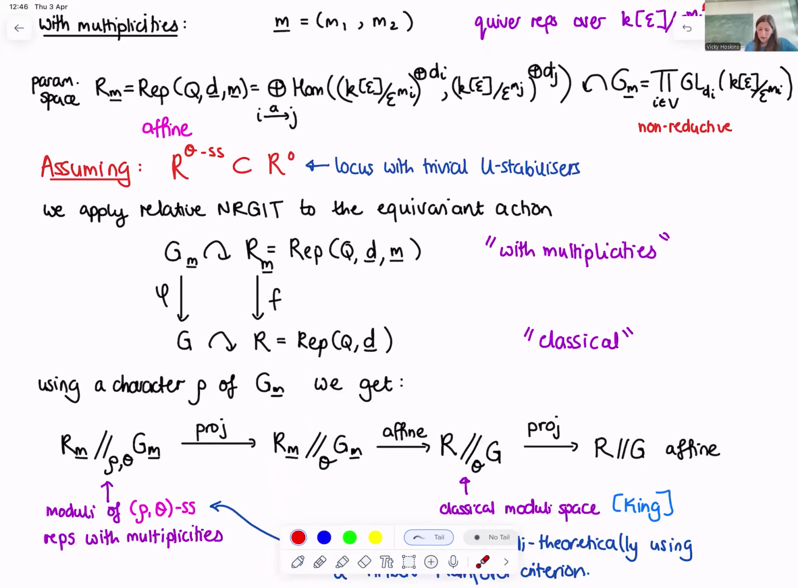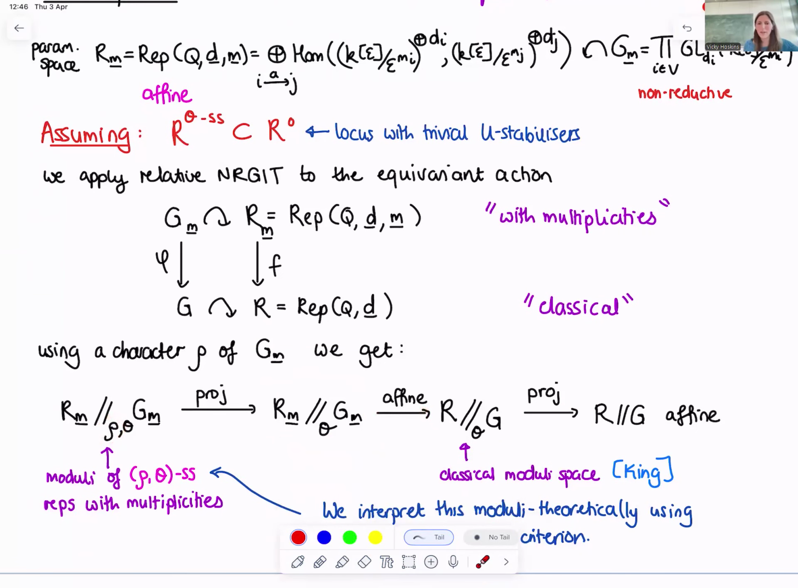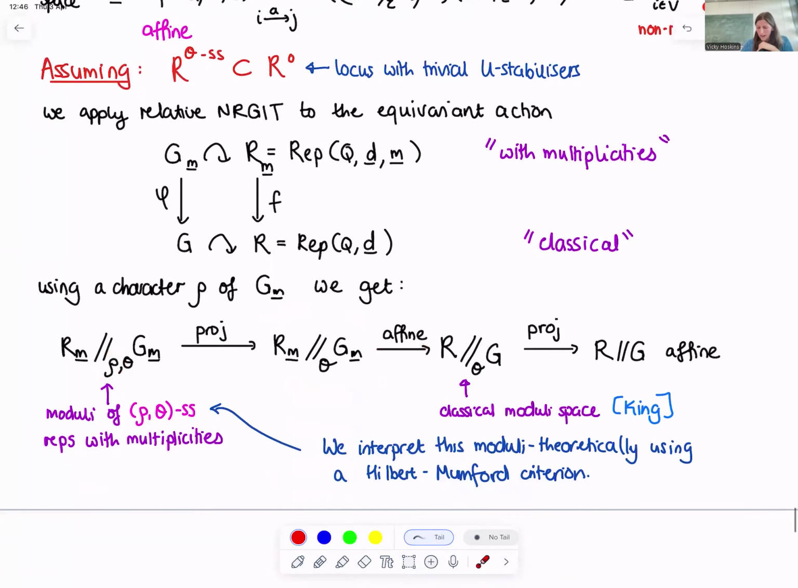And then we use a character to actually get a quotient for this top action, so with multiplicities, which is projective over the case where you take the trivial character, so where you take rho equal to 0. And this is affine over the quotient that you get on the bottom, the King quotient. And that in turn is projective over the standard affine GIT quotient. So we actually construct moduli spaces of representations of quivers with multiplicity using this relative approach to non-reductive GIT. And we interpret this notion of semi-stability moduli theoretically using the Hilbert-Mumford criterion.